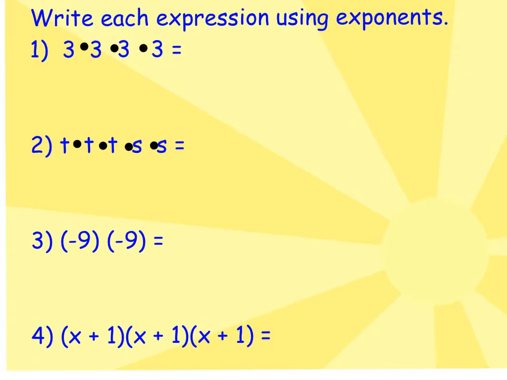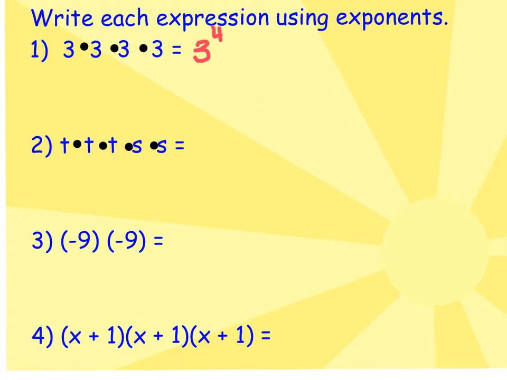Now let's go ahead and practice writing some expressions using exponents. So you always want to be very careful to take a look at what is being repeated and how many times it's being repeated. On problem number 1, the base is 3 because that is what's being repeated. And how many times do you see it repeated? 4. So we say that 3 times 3 times 3 times 3 is equal to 3 to the 4th.